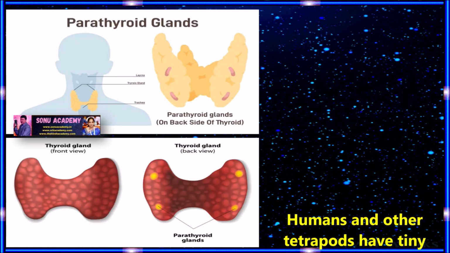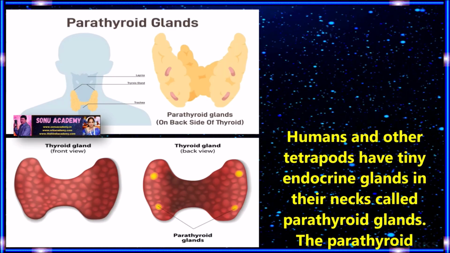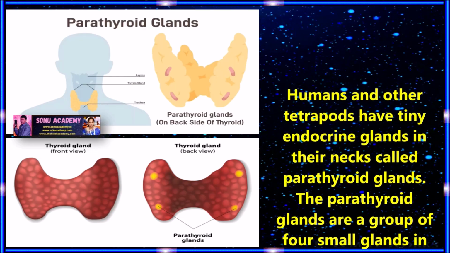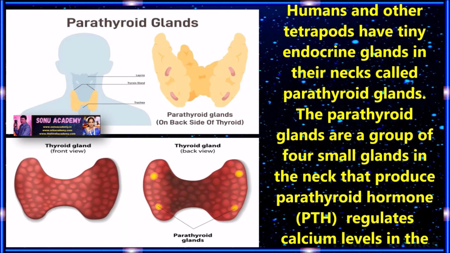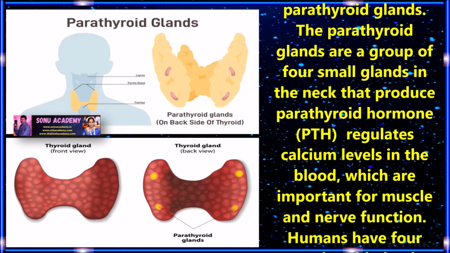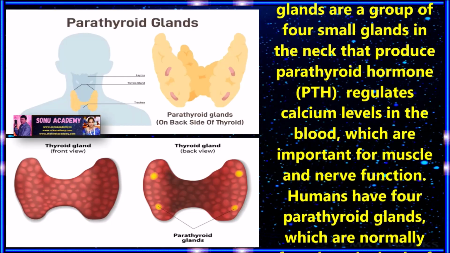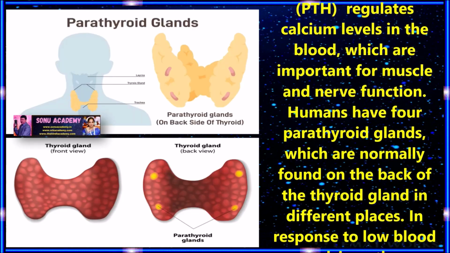Children, let us discuss the parathyroid glands. Humans and other tetrapods have tiny endocrine glands in their necks called parathyroid glands. The parathyroid glands are a group of small glands in the neck that produce parathyroid hormone, which regulates calcium levels in the body, which are important for muscle and nerve functions.